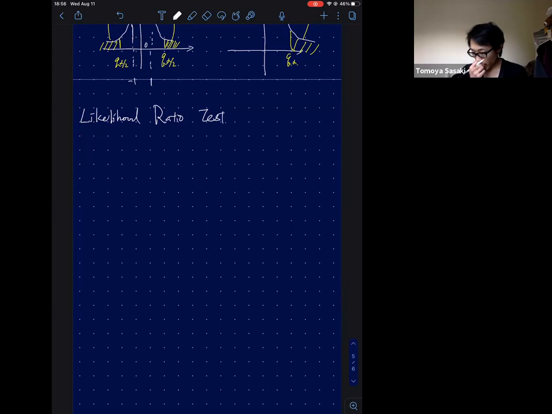Usually the log likelihood ratio test is going to test between two models or two hypotheses, where under one hypothesis you give some constraint, and on the other hand, you don't apply any constraint. So basically you have a constrained model versus an unconstrained model.